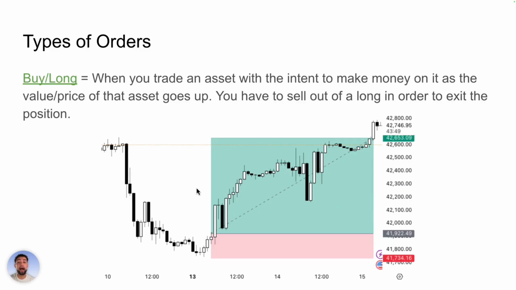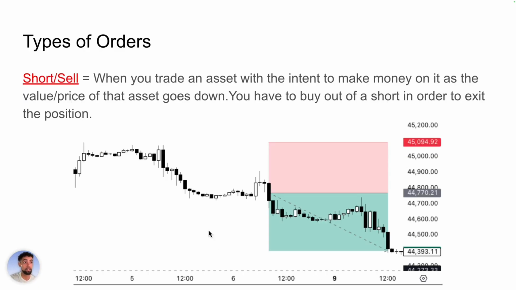Because when you're buying or longing anything, you're buying right here with the intention of it going higher. So it can infinitely go up as high as it wants to go. It can go up to 1 million in this case. I'm not saying that's going to happen, but it could have. It can only go down to zero from this point. It's the opposite with this. It can only go down in your favor to zero, but it can go against you infinitely.